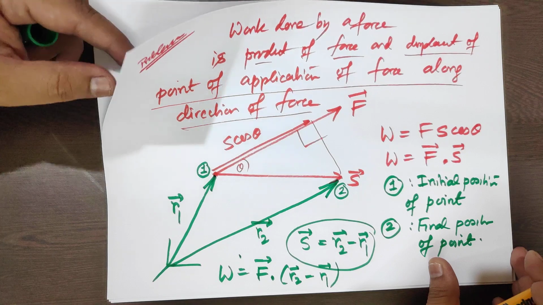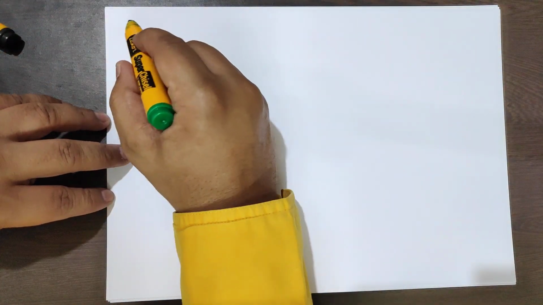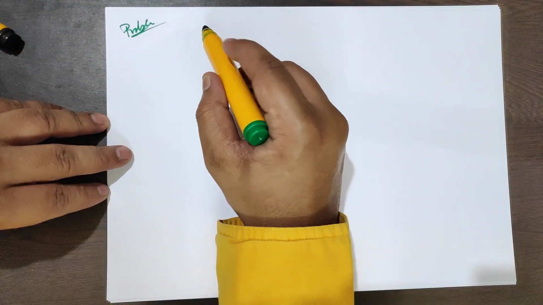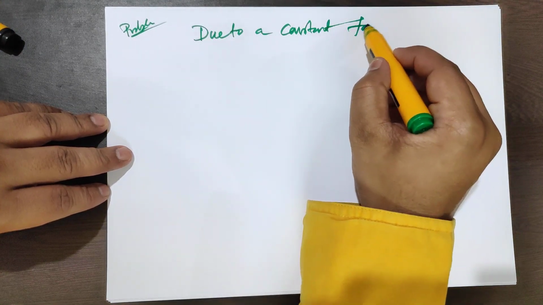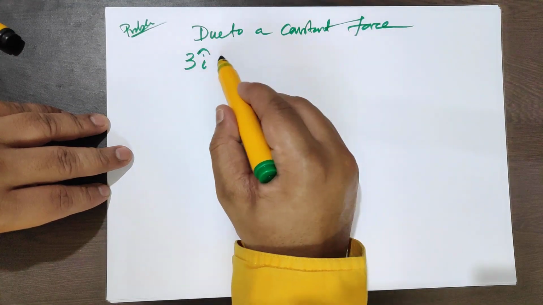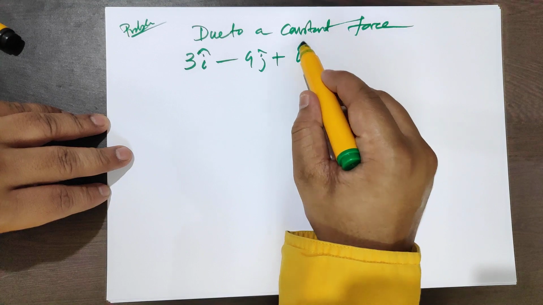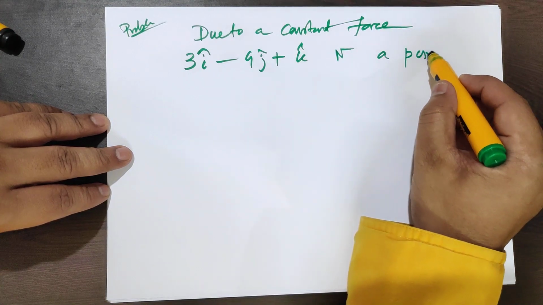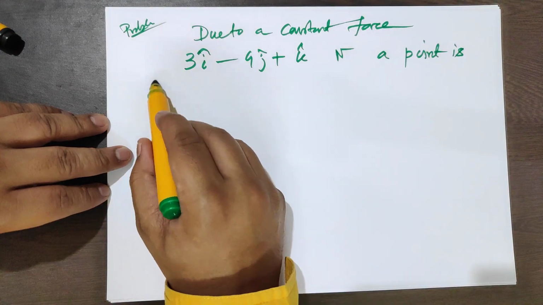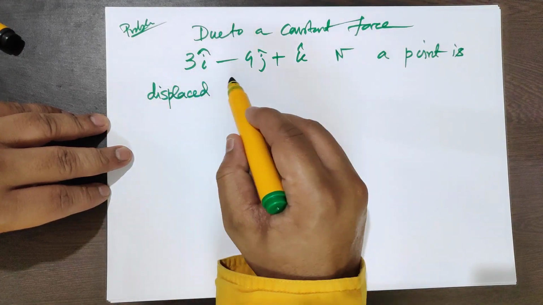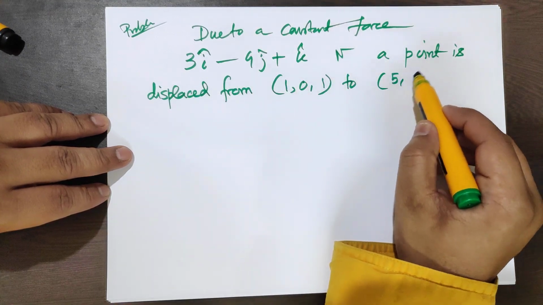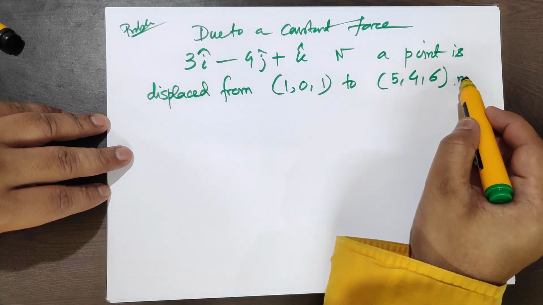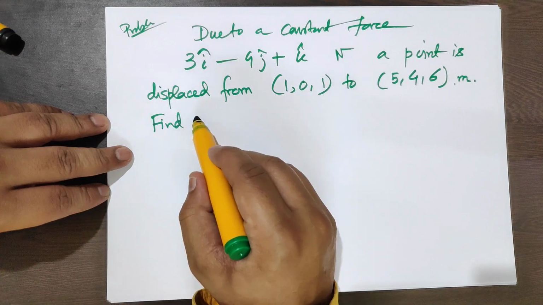So suppose, just one more problem, say: due to a constant force 3i cap minus 4j cap plus k cap Newton, a point is displaced from (1, 0, 1) to (5, 4, 6), all in meters. Find the work done by the force.